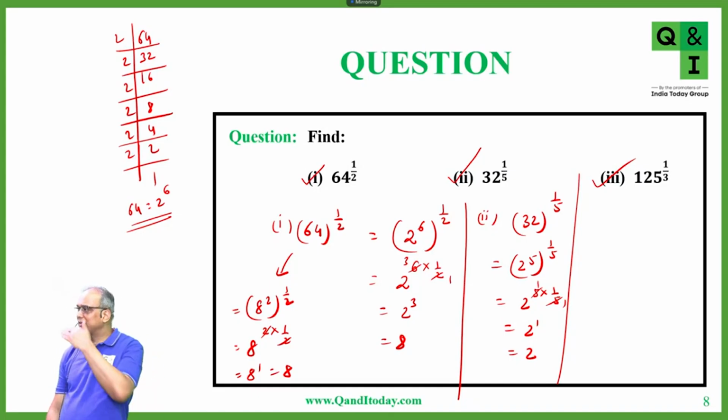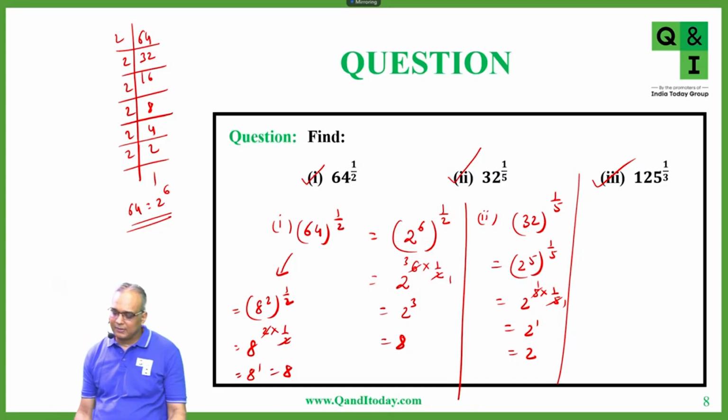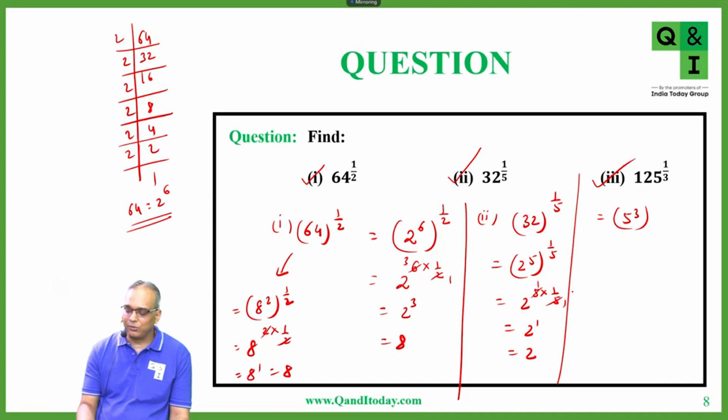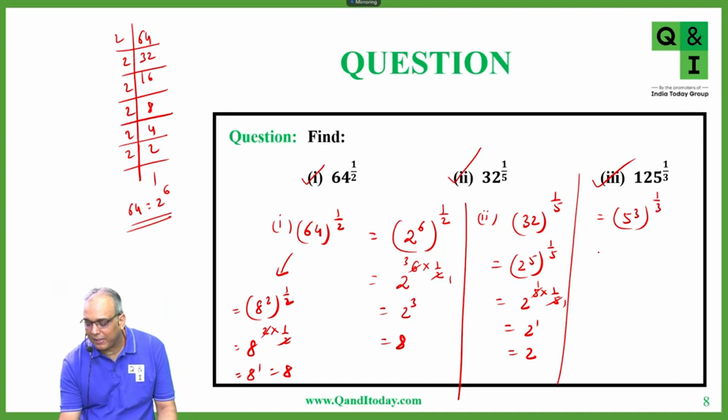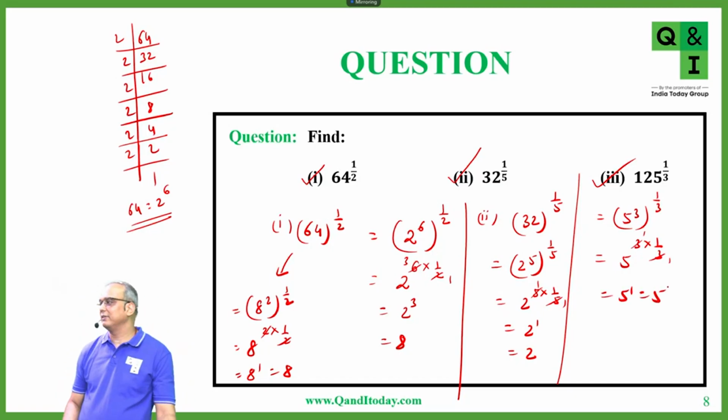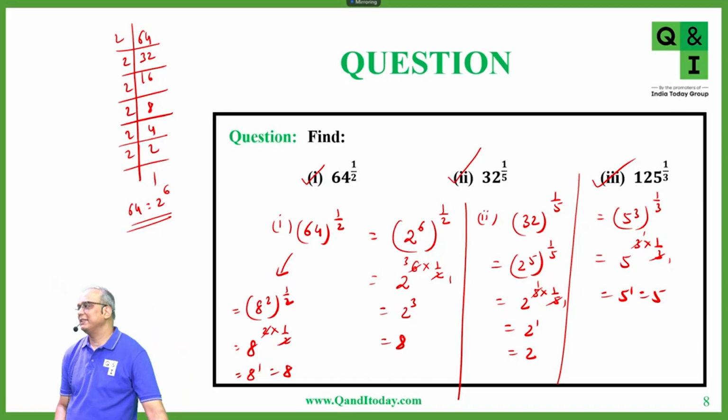Yes, Subhranshu, it is correct. 5 to the power 3. Yes, Ane. So 125 can be written as 5 cube. 5 into 5 into 5 is 125, raised to the power 1 by 3. So 5 to the power 3 into 1 by 3, this gets cancelled. So this is 5 to the power 1, which is 5. Yes, Aditi, you are also correct. Subhranshu, you are also correct.